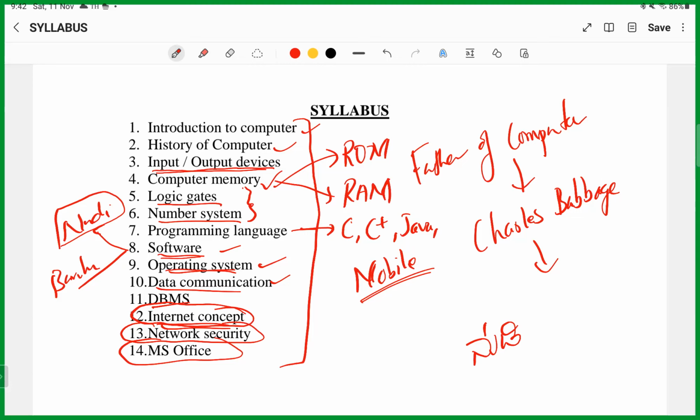But if at all I wanted to type, please mute. Someone is unmuted. Please mute yourself. Okay. Follow the etiquette of the class whenever you join.